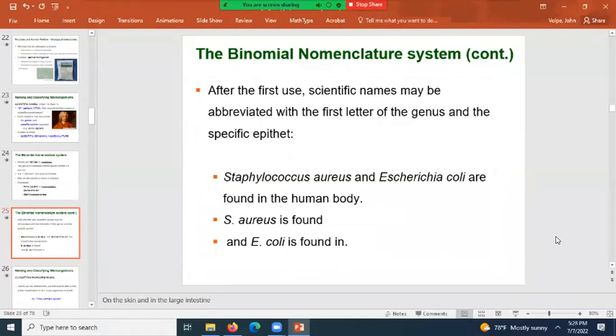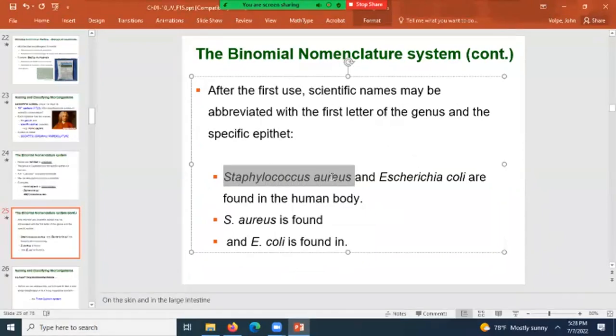After first use, scientific names may be abbreviated by using the first letter of the genus, capitalized, and the specific epithet name. So Staphylococcus aureus is what we use the first time we discuss the name, but all other uses of the name may be abbreviated as S. aureus. And Escherichia coli should be used the first time, and then E. coli is used all other times.